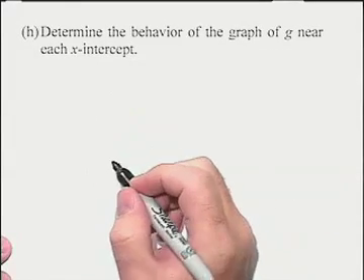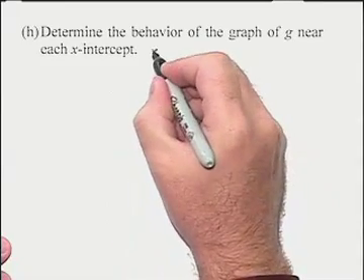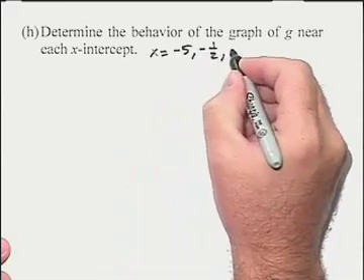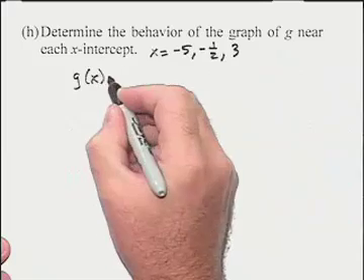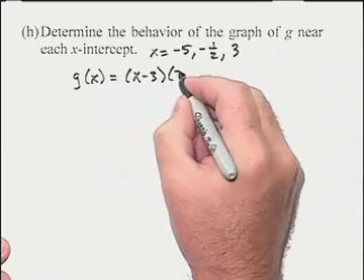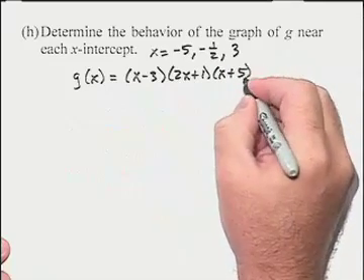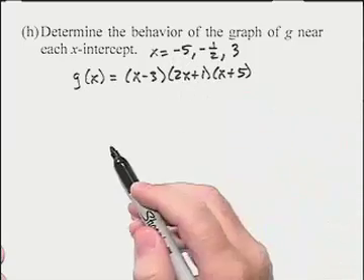In determining the behavior of the graph of our function near each x-intercept, let's first note that our x-intercepts were -5, -1/2, and 3, and that we could write our function g in factored form as (x minus 3) times (2x plus 1) times (x plus 5). So we look at the behavior near each of the 3 x-intercepts that we have.